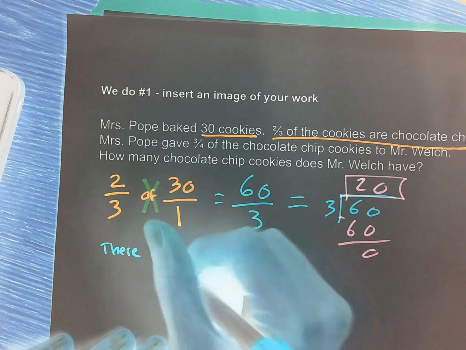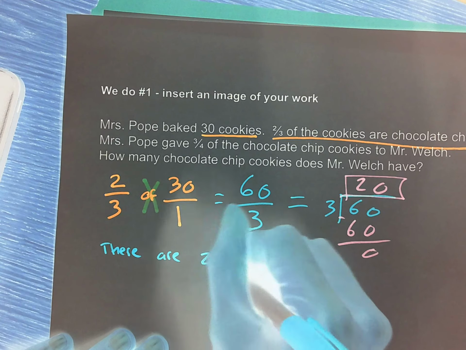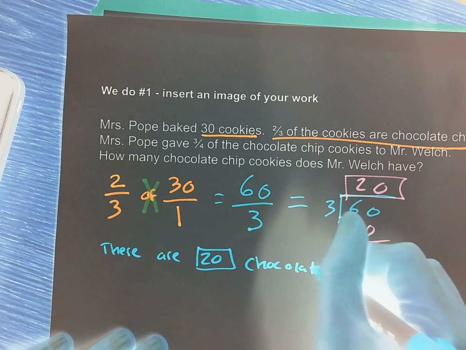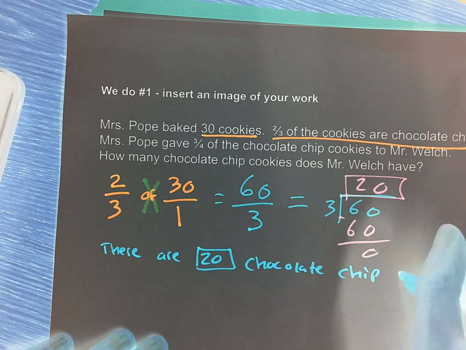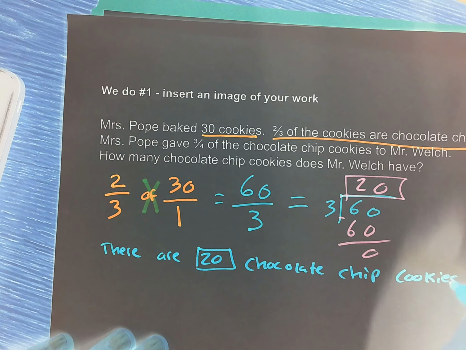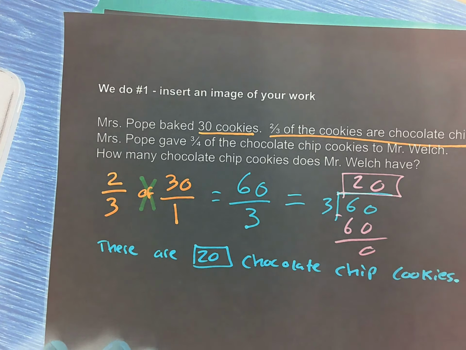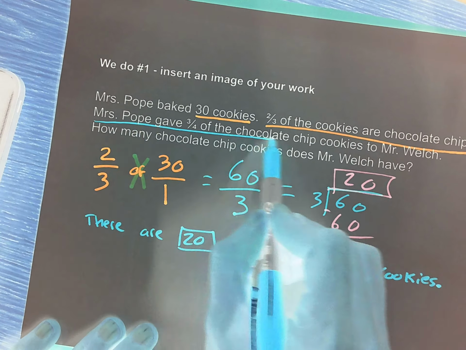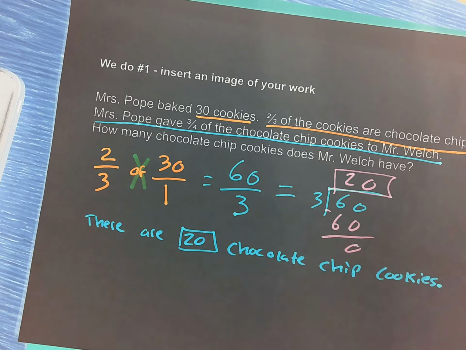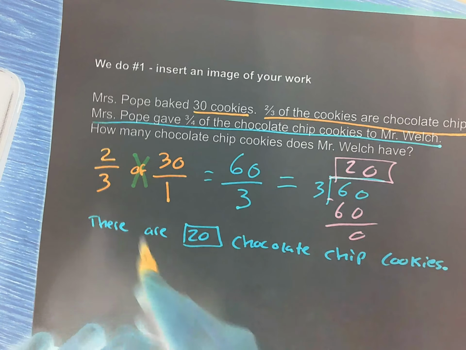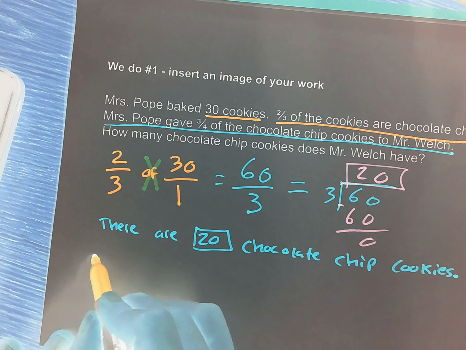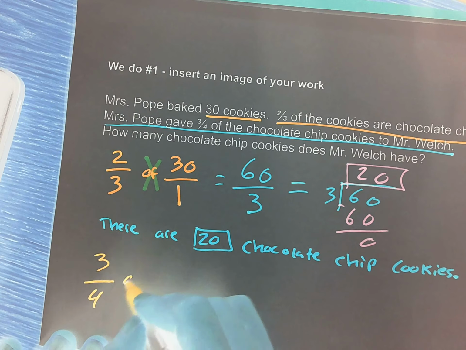And then we can do the next step. There are 20 chocolate chip cookies. Now, if we look back at our problem, Miss Pope gave 3/4 of the chocolate chip cookies to Mr. Welch. So now we're going to have to find what is 3/4 of the chocolate chip cookies, which was 20. What is 3/4 of 20?